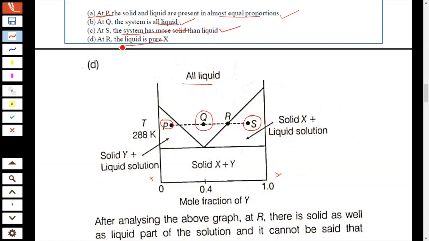At point R, the liquid is pure X. After analyzing the graph, at R there is a solid as well as liquid. Both are present. Hence, pure X will not be present. Hence, this is not true. The correct option is D, because they are asking for the non-true statement.